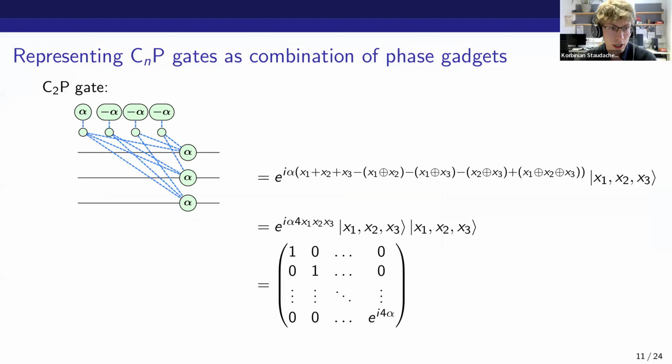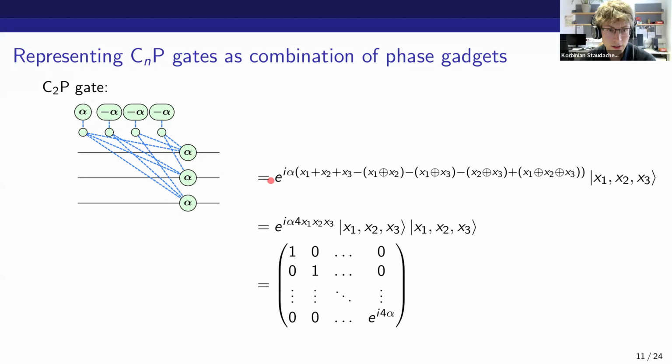And we can generalize this to multi-controlled phase gates as well. This looks a bit more complicated, but it is still the same pattern. So in here we have a phase gadget connected to all of the 3 outputs with a positive alpha, and we have 3 phase gadgets connected to only 2 outputs with negative alpha, and they are connected basically to all possible combinations of the outputs. So 1 and 2, 1 and 3, and 2 and 3.